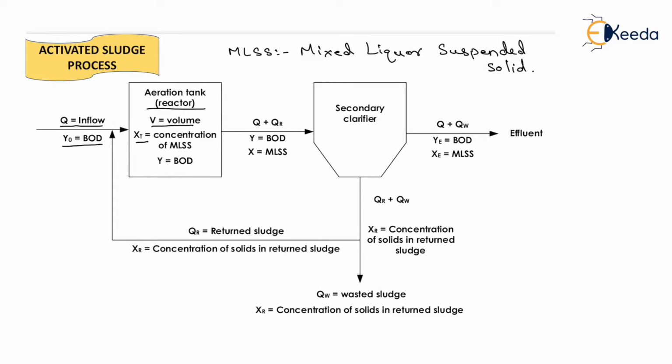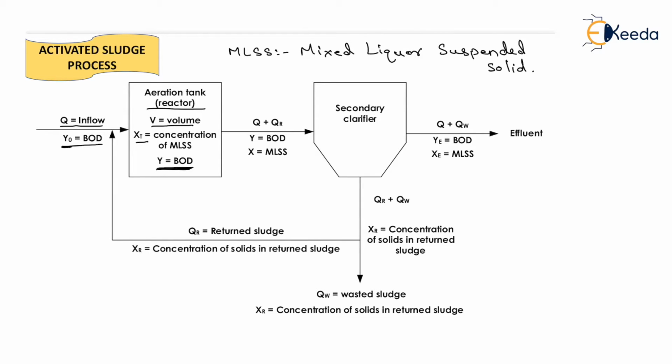Now why is the BOD of the water in the aeration tank different? Here the BOD is Y naught, and here the BOD is Y. I will tell you why the BOD changes from the initial value to the aeration tank. From this aeration tank, we supply the water to the secondary clarifier where all the decomposition takes place.